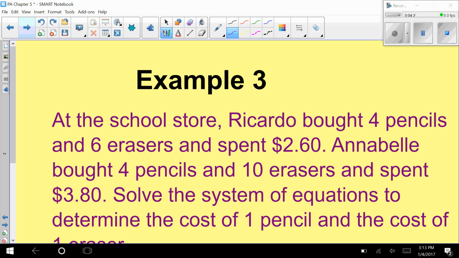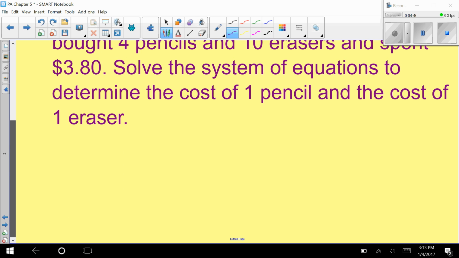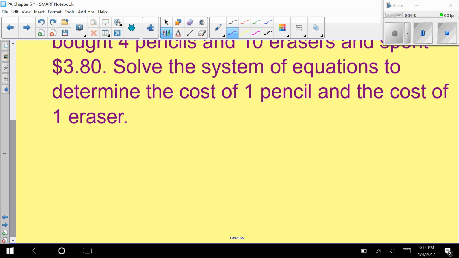Let's try a word problem. At the school store, Ricardo bought 4 pencils and 6 erasers and spent $2.60. Annabelle bought 4 pencils and 10 erasers and spent $3.80. Solve the system to determine the cost of 1 pencil and the cost of 1 eraser. So let's start by writing our system. So Ricardo bought 4 pencils and, which is a plus sign, 6 erasers. Let's use P for pencil, E for erasers. He spent $2.60. So there's our first equation.